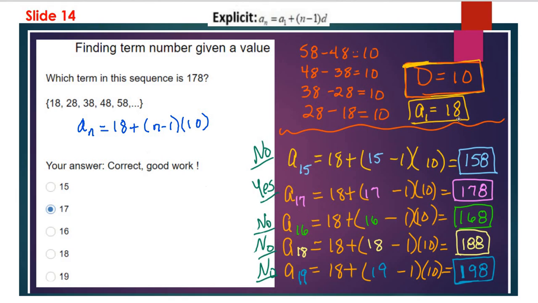Now, once you have that, then you're going to take this, and wherever there's an n in it, you're going to substitute each one of these numbers in place of the n right here and see which one gives you an answer of 178.